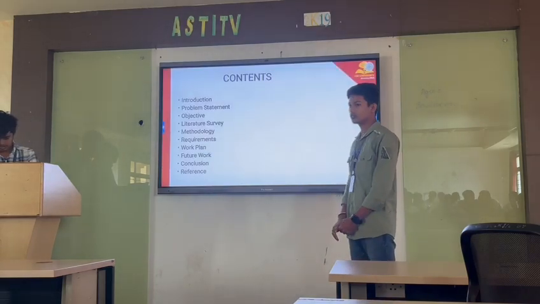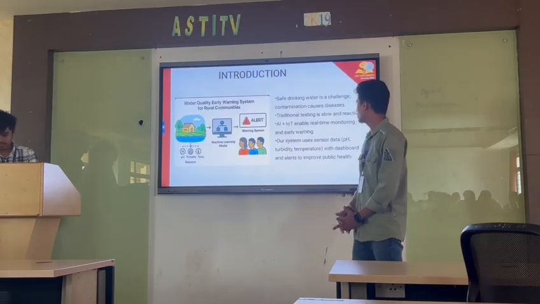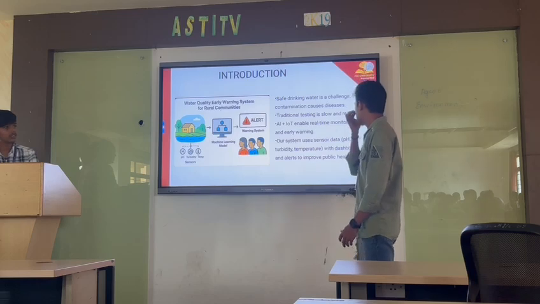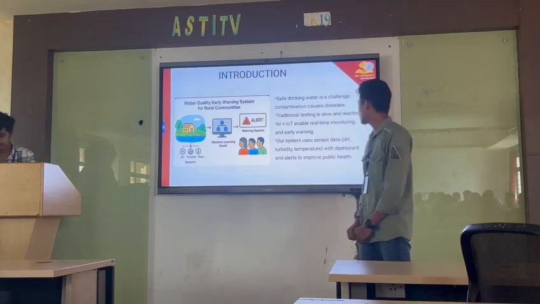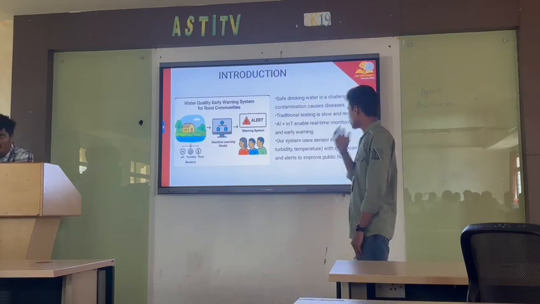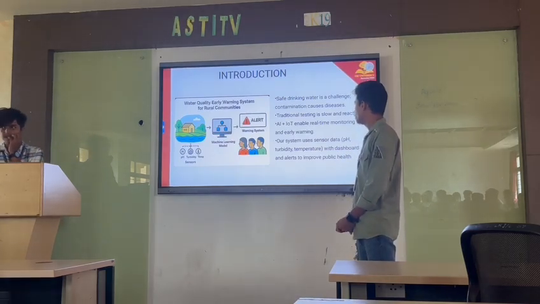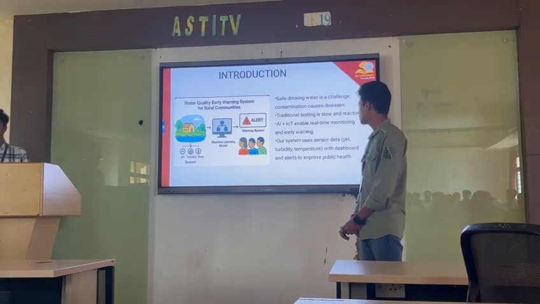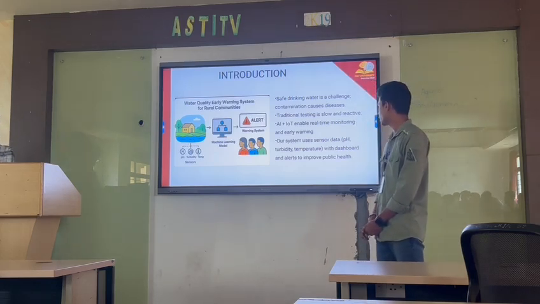These are the contents of our Review-1. In the introduction, safe drinking water is a challenge because of contamination and disease. By drinking contaminated water, we can get a pattern of some diseases. Laboratory testing is slow and reactive. We use AI and IoT to enable real-time monitoring and early warning systems. Our system uses sensors like pH, turbidity, and temperature, with dashboard alerts to improve public health.